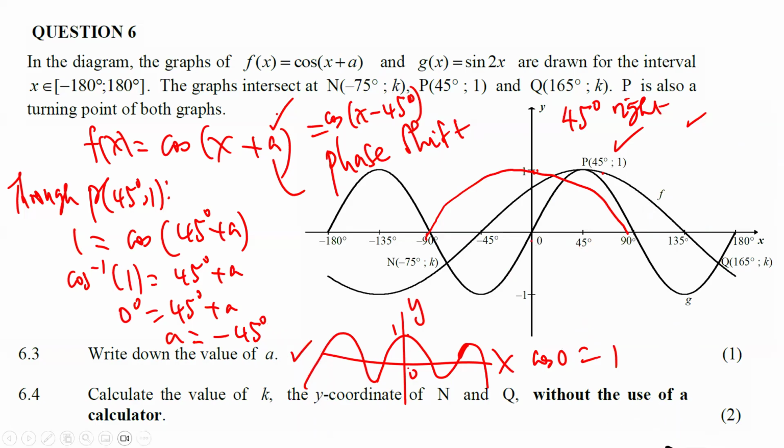Who has a question about this? Who is confused? Who does not understand what I was saying here? Okay, now please, can you try 6.4?